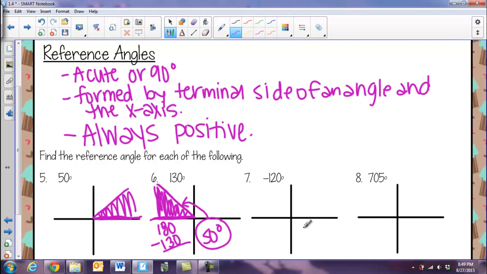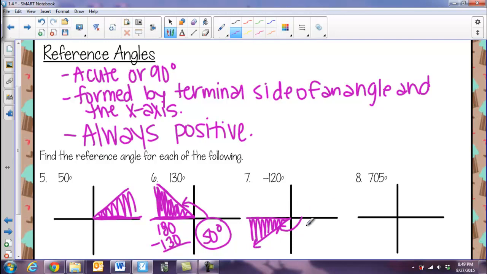Okay, it still works if you have a negative angle measure. So when I have negative 120 degrees, remember I'm going to go clockwise, and then I'm going to be down here. So I went this direction. But again, your reference angle has to be formed with the x-axis, so it's going to be this direction here. Now this angle is also going to be positive.